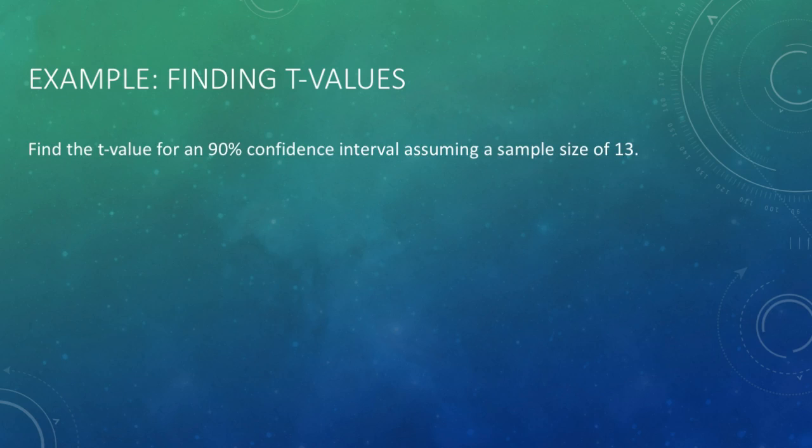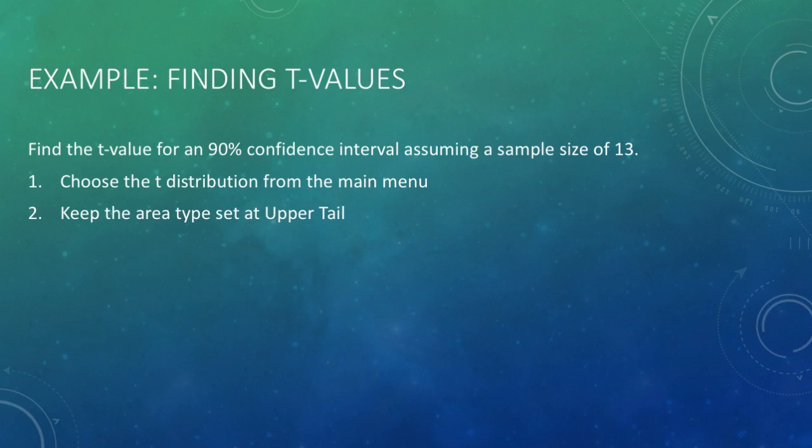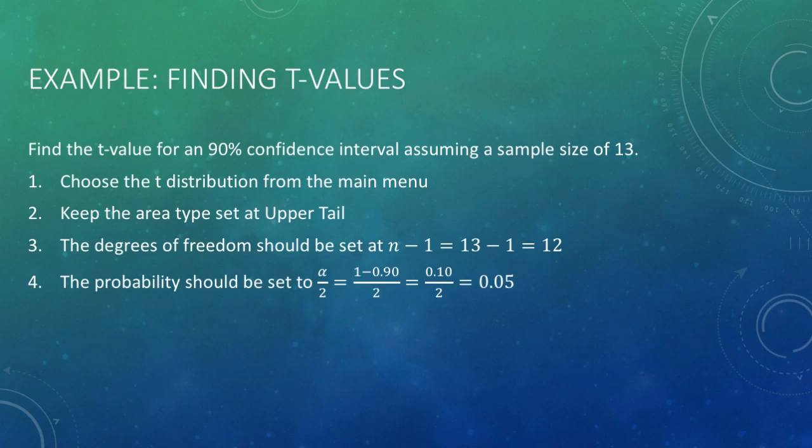So here's just an example to go through. Make sure you have StatsMate open and verify that you get the same answer. If I ask you to find the t-value for a 90% confidence interval, assuming a sample size of 13. First of all, excuse the typo, it should be a 90% confidence interval. But first you want to pick the t-distribution from the main menu, keep the area set to upper tail. The degrees of freedom is n minus 1. N is 13 because it says a sample size of 13. 13 minus 1 is 12.